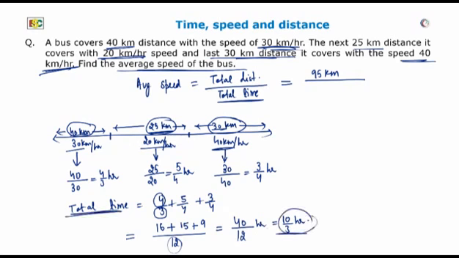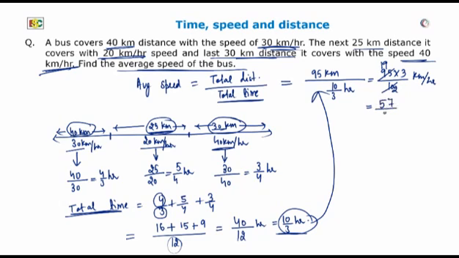Now we will put this value in the formula. It is 10 by 3 hour, and this will be equal to 95 into 3 upon 10 kilometer per hour, and this is equal to 57 upon 2 kilometer per hour, or 28.5 kilometer per hour. That is our average speed.